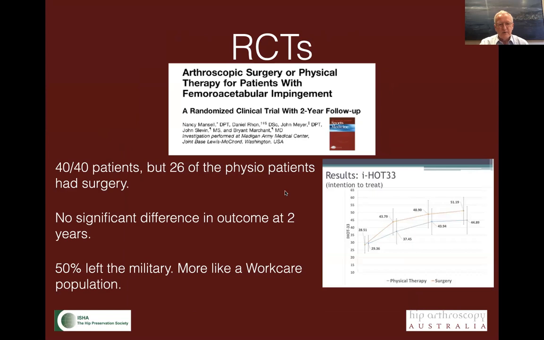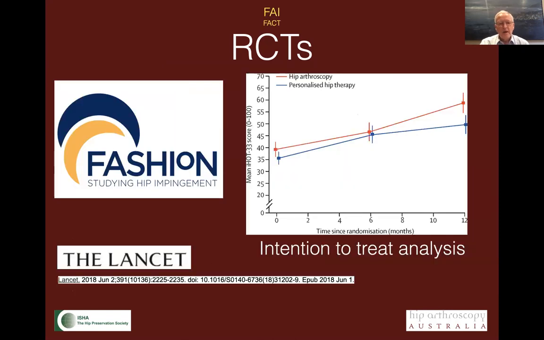The first was done in America on a group of military personnel. This is rather a weird one because 26 of the physio patients crossed over during the study onto surgery. So in fact, they were comparing 66 patients with surgery with 14 with physio. They were an odd group. They started off on very low numbers and they really behaved more like a group of work care patients than a group of athletes. The first of the well-structured RCTs was the FASHION study in the UK.